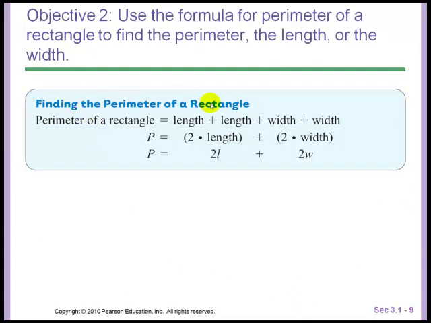Finding the perimeter of a rectangle. The perimeter of a rectangle can be found by adding up its four sides. However, its four sides are not all the same. 2 sides are the same, we call them length, and the other 2 sides are the same, and we call them width. Therefore, the perimeter is 2 times length plus 2 times width, or 2L plus 2W. It is up to you whether you want to use this formula or whether you simply want to add all four sides together. Use whichever one makes the most sense to you and is the easiest for you to remember.